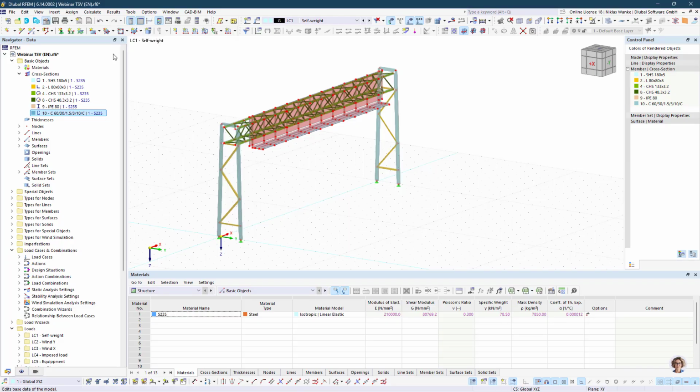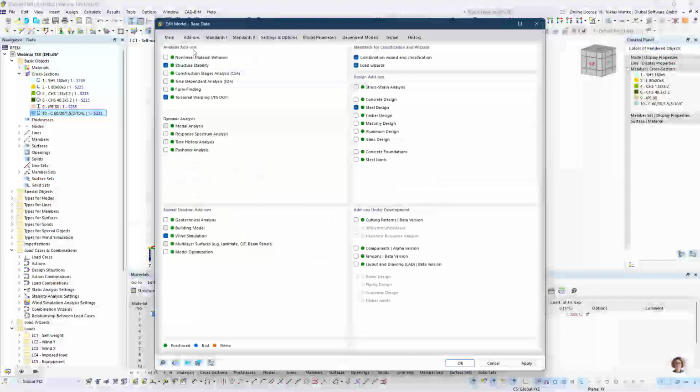What I should also show you is that I activated the add-on torsional warping. So we are calculating with a 7 degree of freedom system, so we will receive all internal forces for this 7 DOF system. And of course, what is important, I also activated the steel design add-on, which is necessary to perform the PIFM.